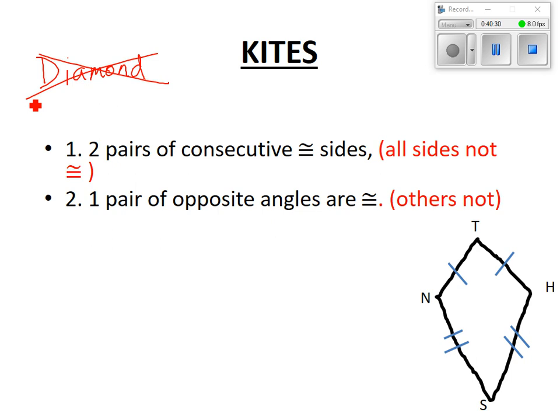With the kite, what has to be true about a kite is there has to be some place where you can cut it and you get two congruent sides here, two congruent sides there. Alright? So these two consecutive sides, these two sides that are hooked together have to be the same. These two sides that are hooked together have to be the same.